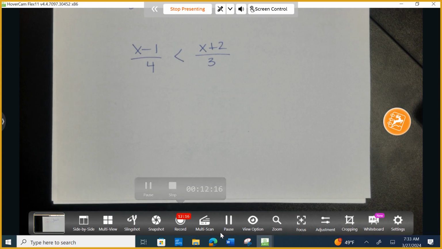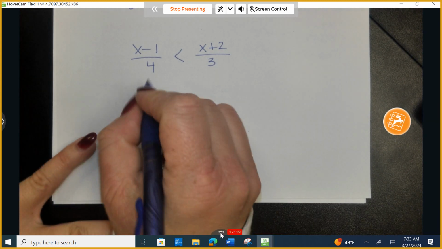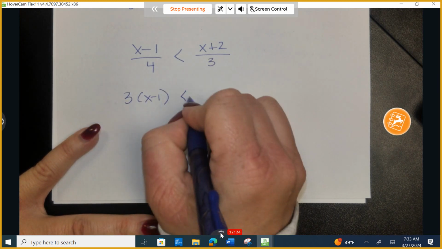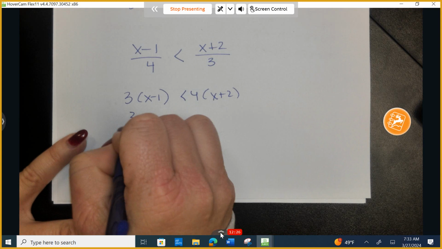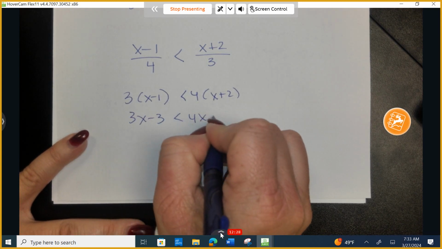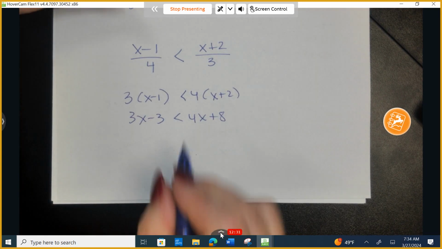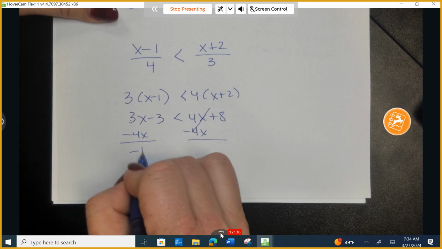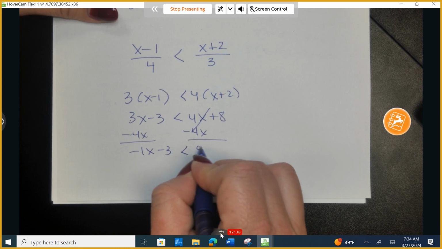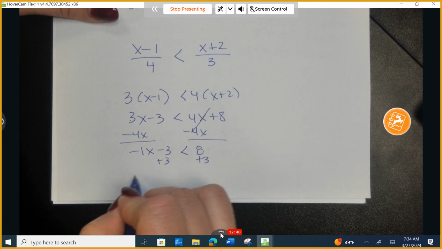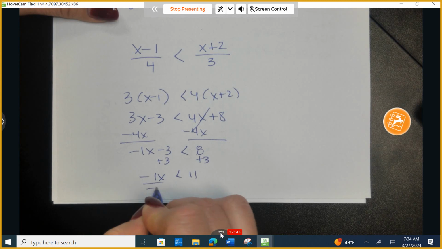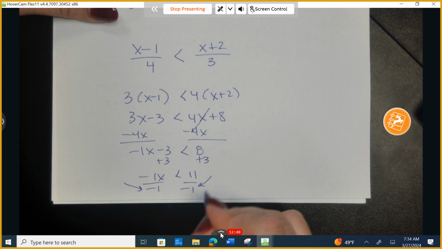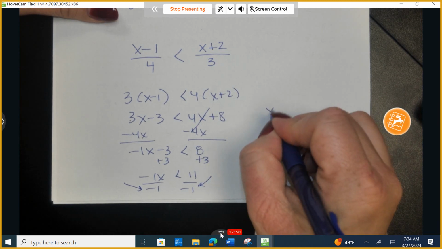All right, how do we solve this and then represent it on a solution set? I'm going to cross multiply. 3 times x minus 1, and then 4 times x plus 2: 3x minus 3, and 4x plus 8. If you see me make a mistake, please let me know. I'm going to choose to move the x's to the left-hand side. So I have negative 1x minus 3 is less than 8. Add 3, I have negative 1x is less than 11. Whenever I multiply or divide by negative, it doesn't matter if the final simplified answer is negative. I need to flip the inequality symbol.